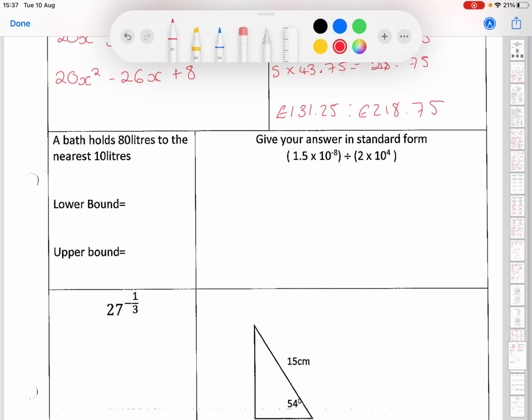Okay, next one. A bath holds 80 litres to the nearest 10 litres. We want the lower and upper bounds. So to do our lower and upper bounds, we take wherever we're rounding to. So in this case, 10 litres. We half it, so we got 5 litres.